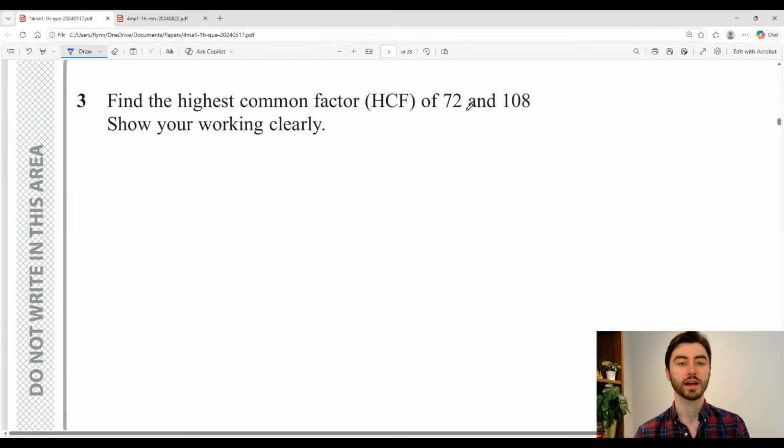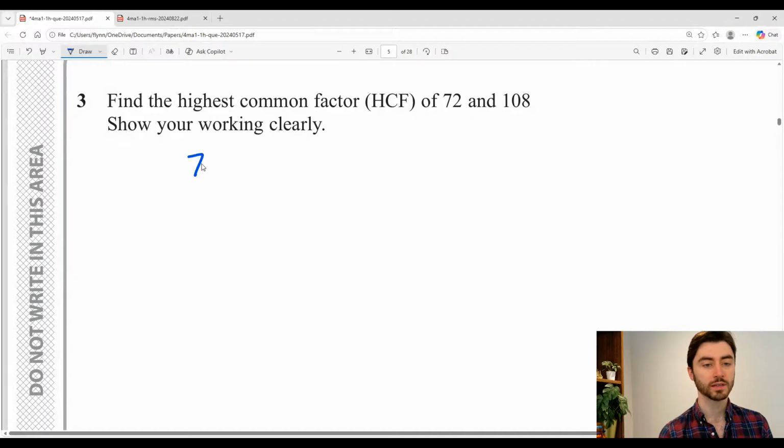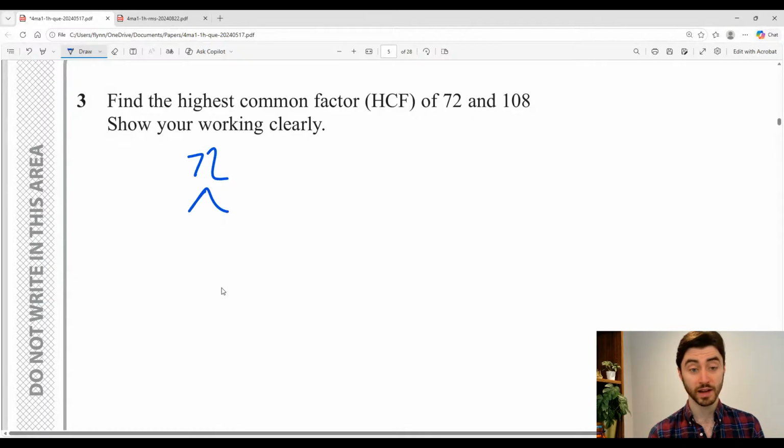Find the highest common factor of these two. Show your working clearly. When they say show your working clearly, that is just to say that you cannot use a special function on your calculator. So they want to see the steps. So what I'm going to do here is find the prime factorization of 72 and of 108.